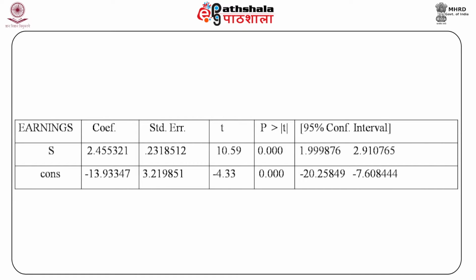Now, if you look at the lower half of the table, we have the variables, we have the earnings, and these earnings are a function of S and a constant. We have the coefficient values, standard errors, T values, P values which are greater than modulus T, and we also have the 95% confidence interval. I am sure many of you would be aware of some of these terms which we are using in this output. So in a similar manner, let us test if the level of schooling affects earnings from this example.